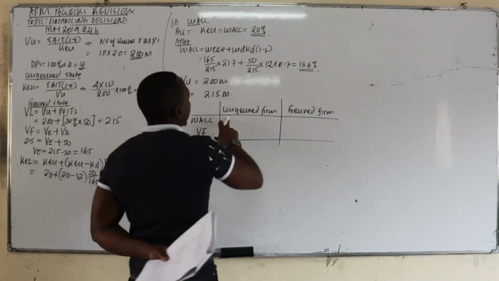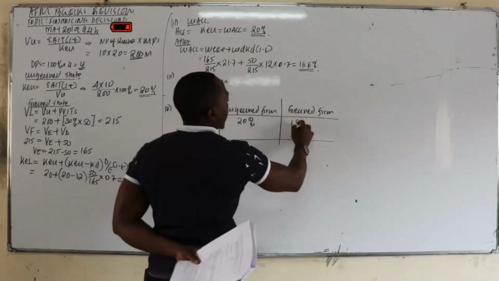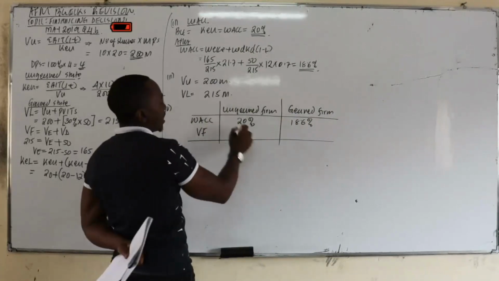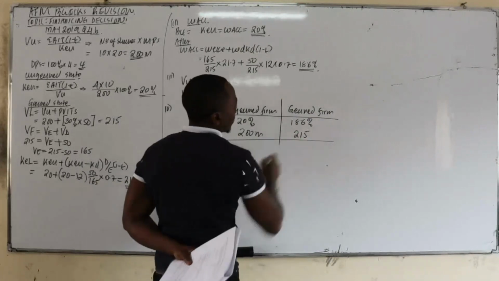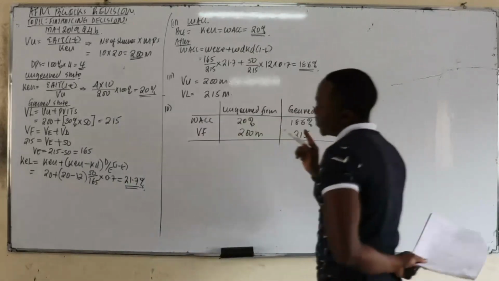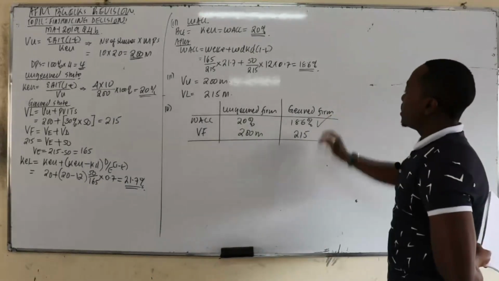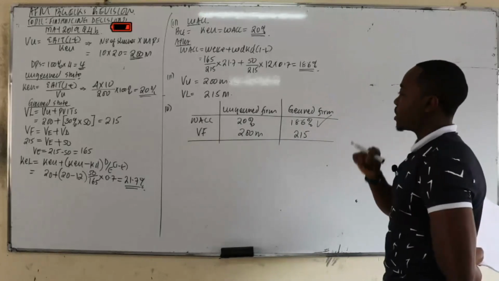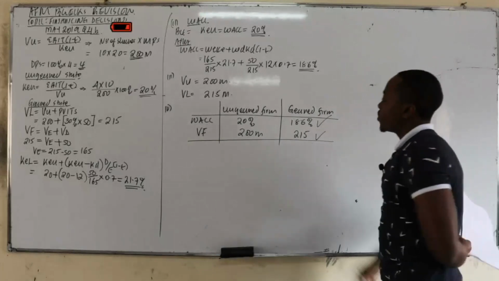In the ungeared state, WACC is 20%. Geared state is 18.6. The value of the firm for ungeared is 200 million. The value of the levered is 200. So the optimal capital structure is where WACC is minimum, 18.6, and the value of the firm is maximum, of which we have. So therefore they should change.